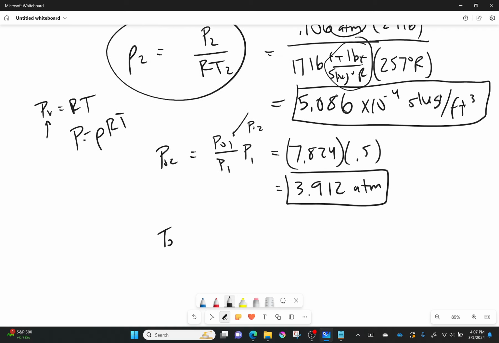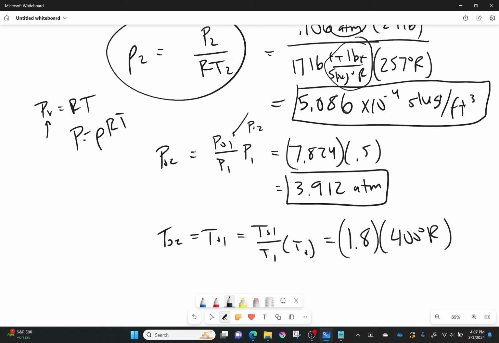And now let's figure out T02. Remember, it's equal to T01. I would find that by saying, okay, it's T01 over T1 times T1. We've done this whole chain rule thing a whole bunch, so hopefully you're getting really used to it by now. So that's 1.8 times my temperature, which was initially 400 degrees Rankine. And let's see here. You know what? I'm not going to try to do the math in my head. I'm going to plug it in a calculator. I can do this. It's fine. Calculators are fine. I get that it's equal to 720, which was definitely what I was about to tell you off the top of my head.